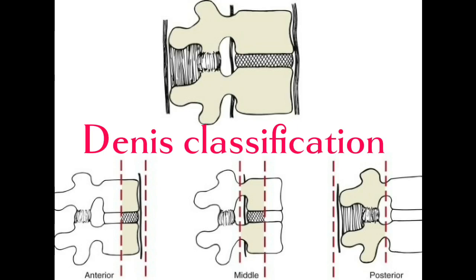Hello everyone, today we're going to talk about Denis classification, which is a classification used to describe spinal fractures. In this classification, we divide the spinal column into three parts or three columns. This classification helps to predict the stability and neurological risk, so let us dive into it.